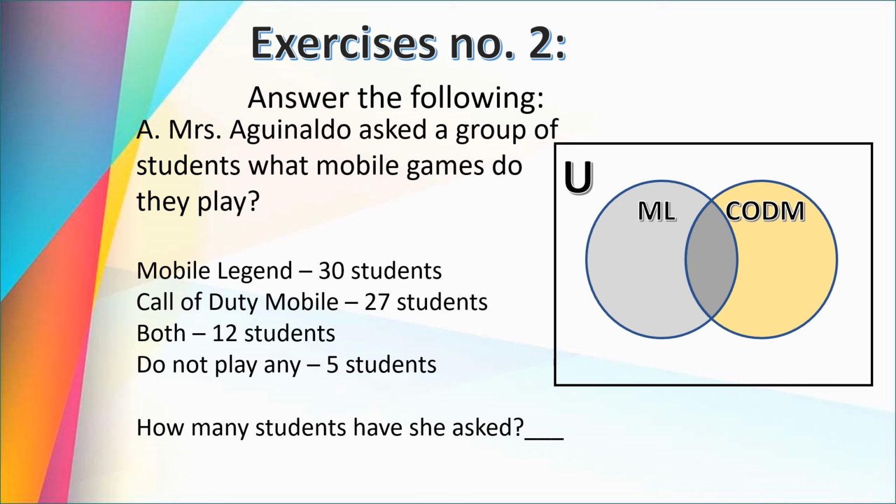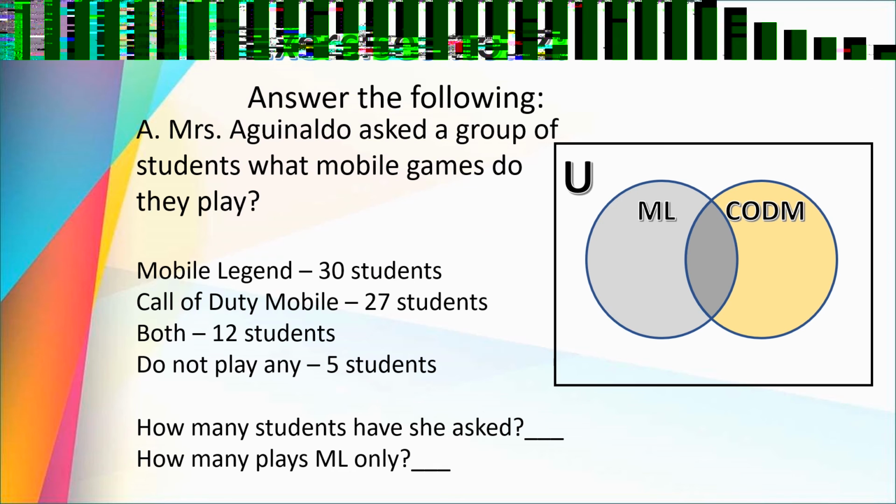But before you're going to answer that question, you need to first complete the given Venn diagram. So this is the given Venn diagram. So identify nyo lang kung ilan yung ML, ilan yung susulat nyo sa part na to, ilan yung intersection nila, then ilan yung COD or Call of Duty. Then ilan din yung nasa labas ng Venn diagram natin. Then for our question number 2.